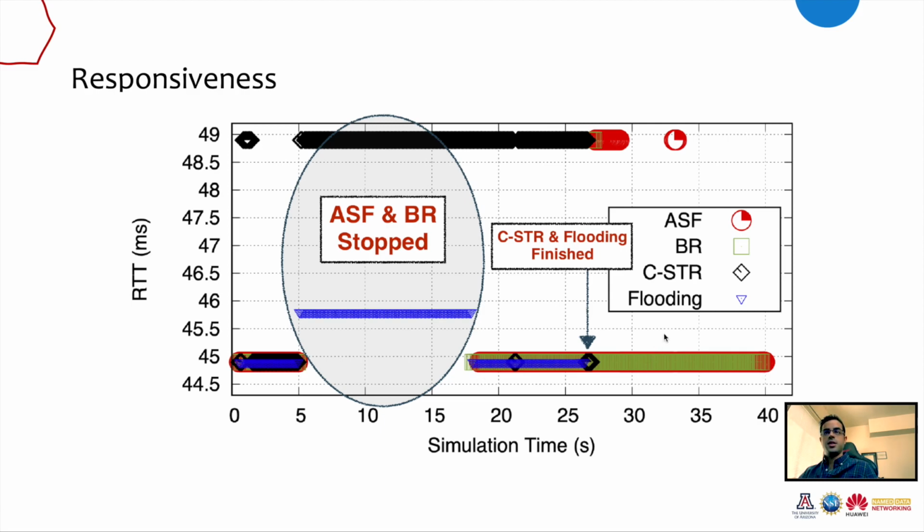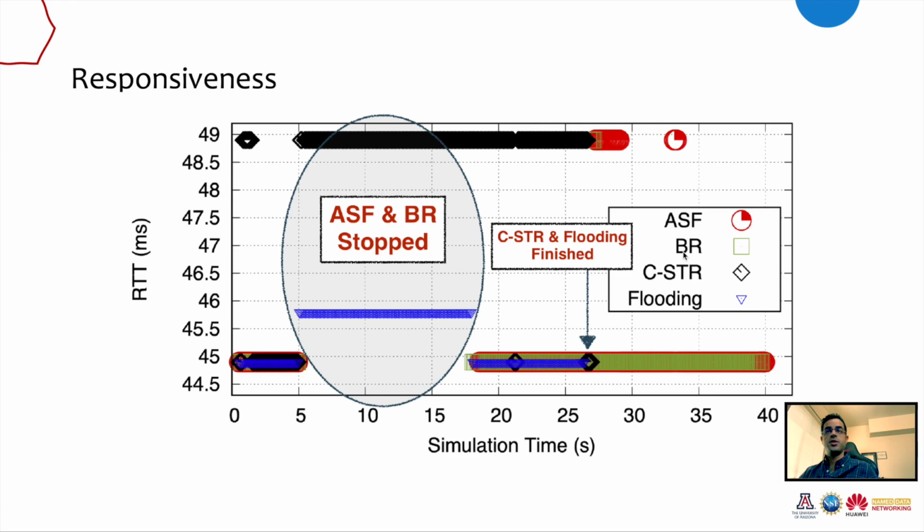C strategy and flooding, which are represented by black and blue lines, on the other hand, immediately switch to another path. And this is because they do not rely on a routing protocol or any centralized controlling module to find an alternative path. And actually, that is why C strategy and flooding finished downloading this content much sooner than ASF and best route.